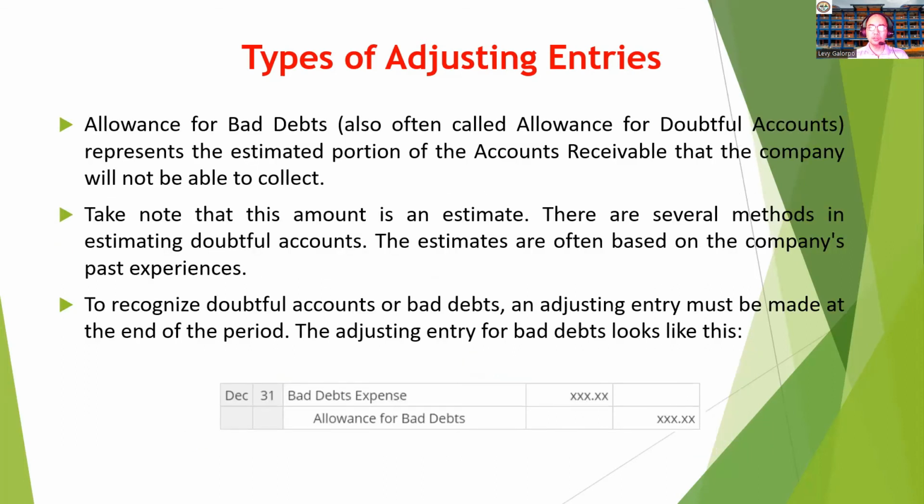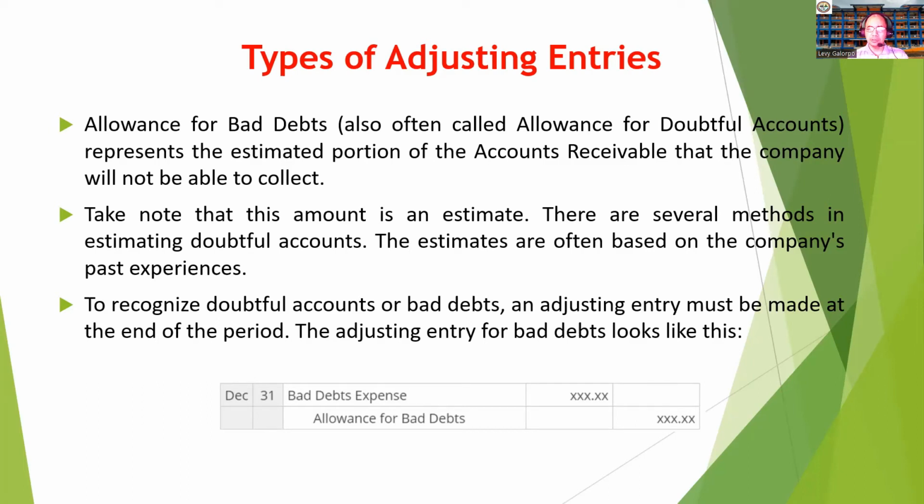Allowance for bad debts, also often called allowance for doubtful accounts, represents the estimated portion of the accounts receivable that the company will not be able to collect. Take note that this is an estimate. There are several methods in estimating doubtful accounts. The estimates are often based on the company's past experiences.